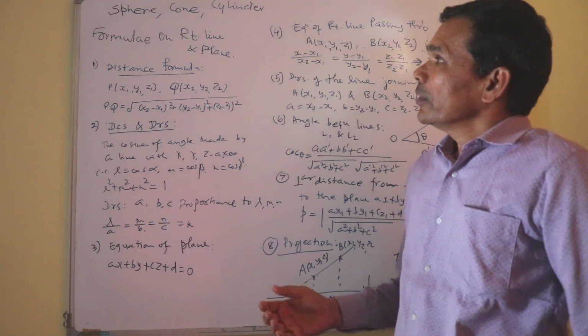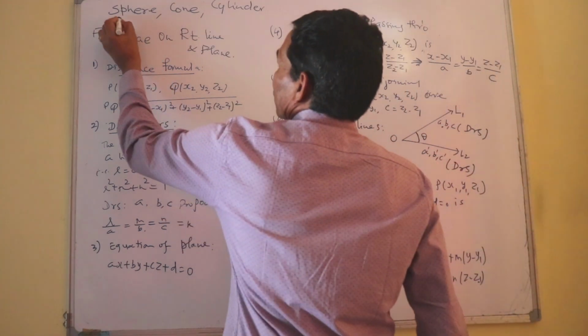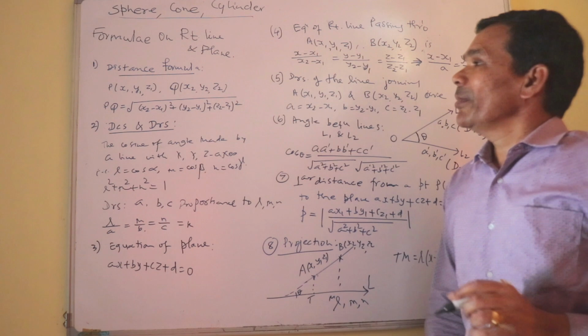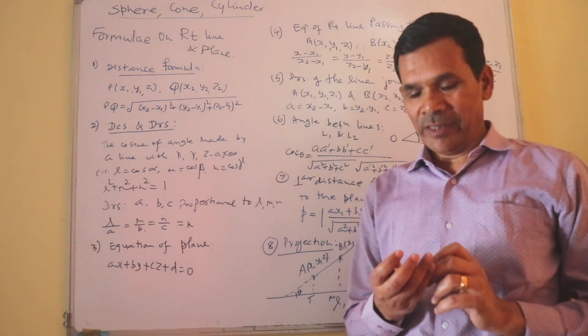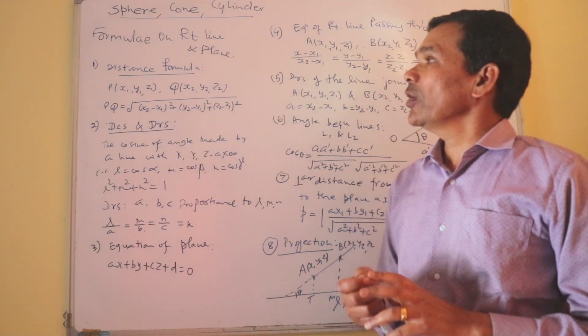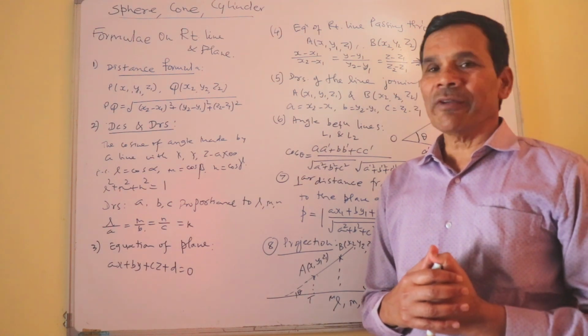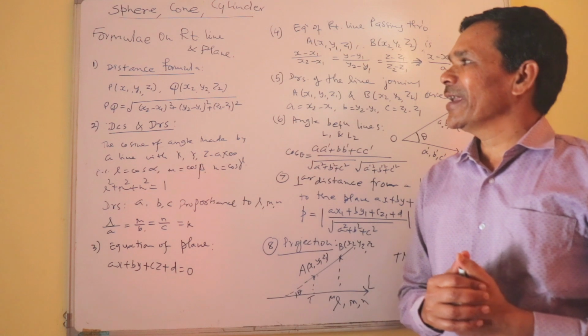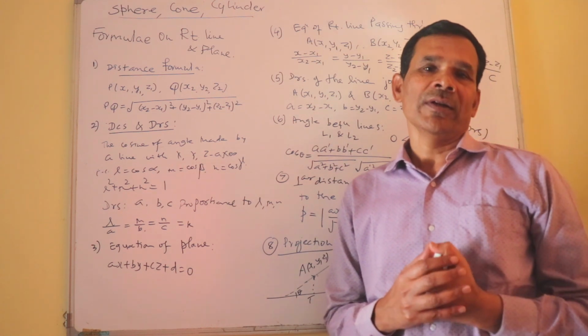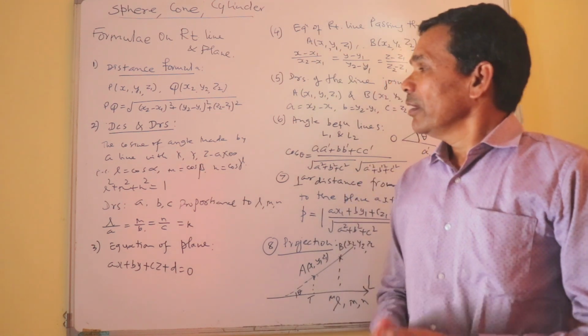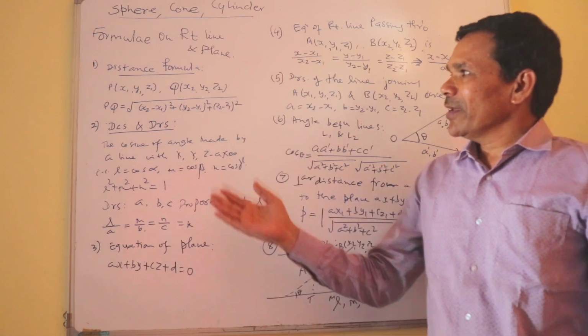Students, before starting solid geometry, there are three important solid figures we are going to learn: sphere, cone and cylinder. For that we need some prerequisites, that is formulae on the right line and the plane, which you already studied in 12th standard. So the first one is the distance formula.